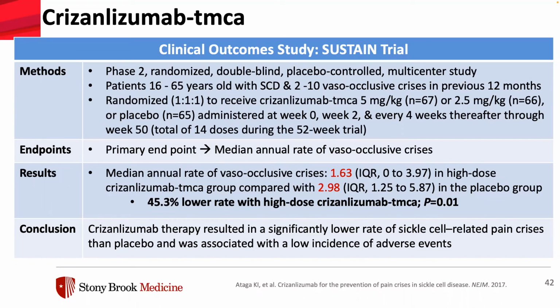This was mainly looking at the median annual rate of vaso-occlusive crises, and it showed a statistically significant decrease in the median annual rate of vaso-occlusive crises in the high-dose crizanlizumab group, 1.63 versus placebo of 2.98. So there's a 45.3% lower rate with high-dose crizanlizumab when comparing it to placebo. Overall, we can say that it resulted in a significantly lower rate of sickle cell related pain crises than placebo and was also associated with a pretty low incidence of adverse effects. And again, about two-thirds of these patients were also on hydroxyurea at baseline.